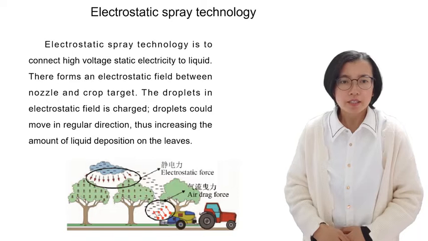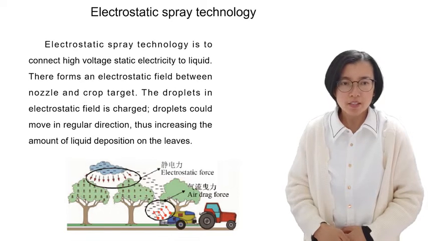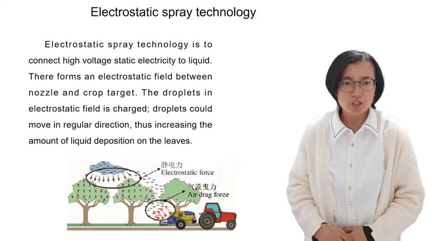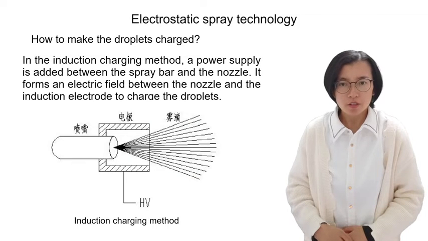It forms the electrostatic surround effect as shown in this figure. It can reduce the drift of pesticide and also increase the deposition of droplets on both the front and the back of the leaves. So how to charge the droplet? We have several ways.